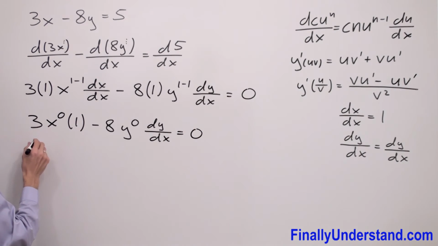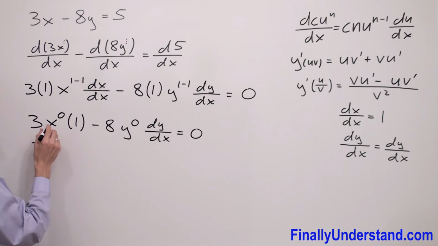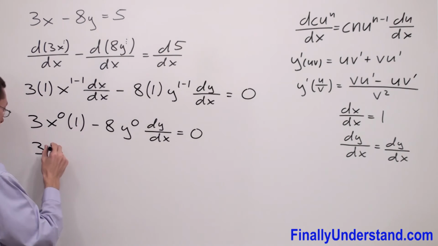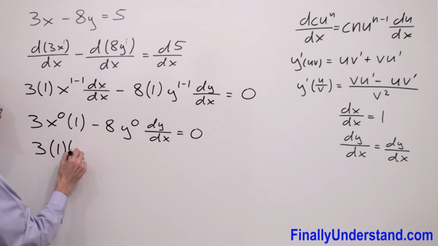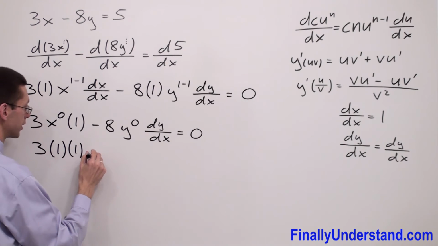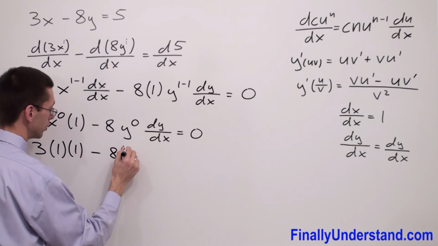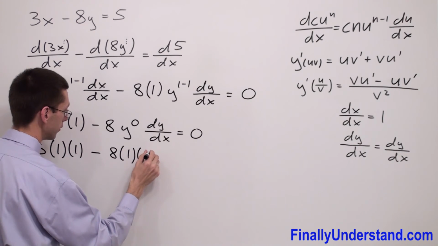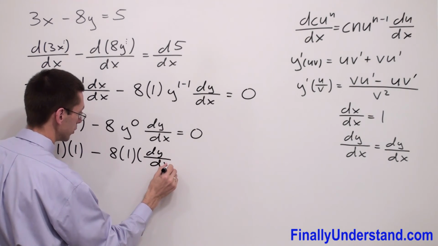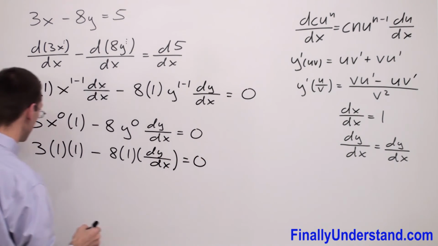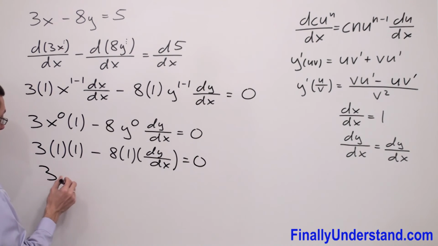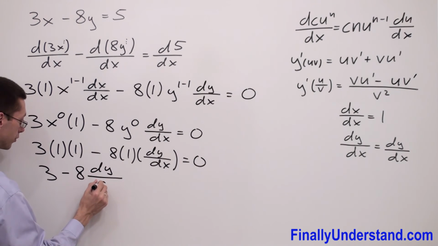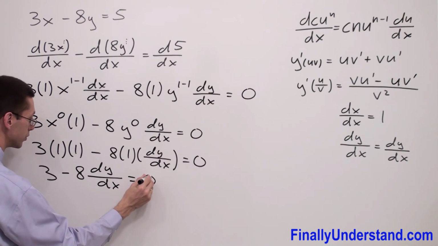So what I have is 3 times x to the 0. I assume that x is different than 0, that's why this is 1, times 1, everything step by step, minus 8, again I assume that y is different than 0, and I have dy over dx is equal to 0. So I have 3 minus 8 dy over dx is equal to 0.